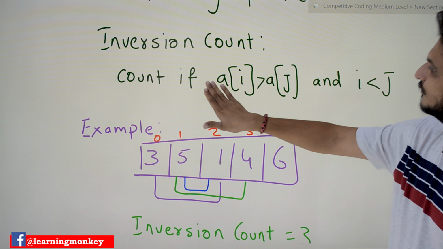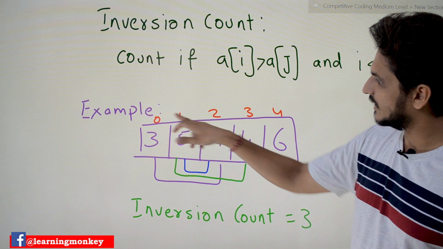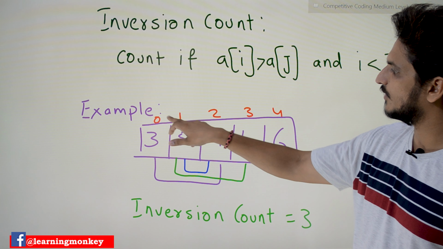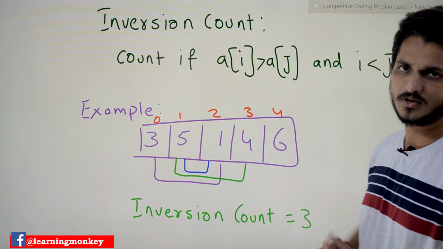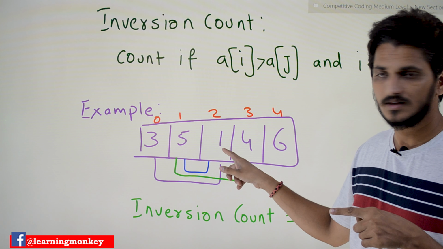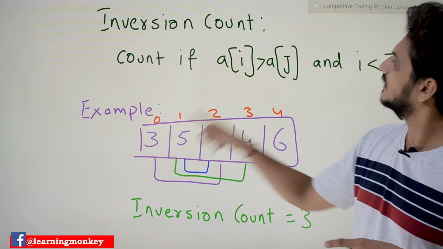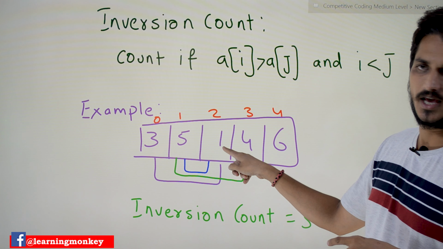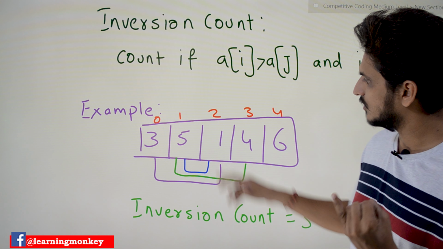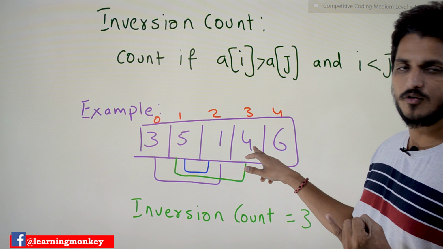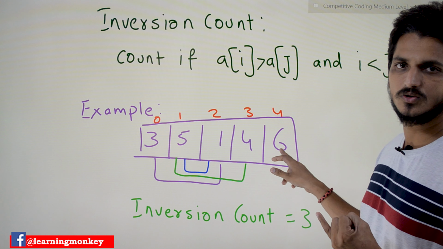So let's take 3, 5, 1, 4, 6. These are the elements. For understanding purposes, index values have been provided: 0, 1, 2, 3, 4. See, 3 greater than 5, no. 3 greater than 1, yes. A of i greater than a of j, i less than j, where i is the index value. We need to do the count. So count is 1. 3 greater than 4, no. 3 greater than 6, no.